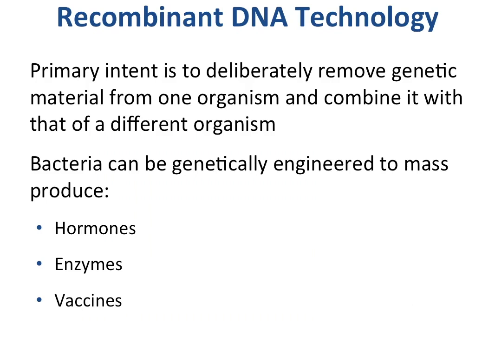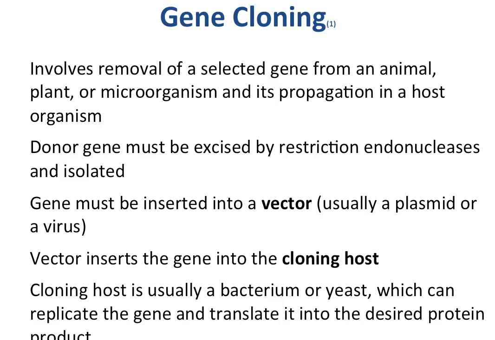Now let's talk about the recombinant DNA technology. This is widely used for the biotechnology factories or labs. We can use this technology to produce hormones, enzymes, and to produce vaccines. So the gene cloning, that means we can design genes or we can get a gene from bacteria, plants, or animals.